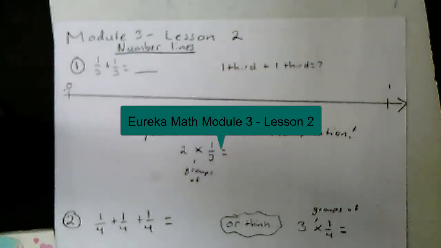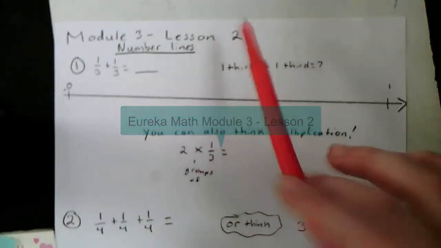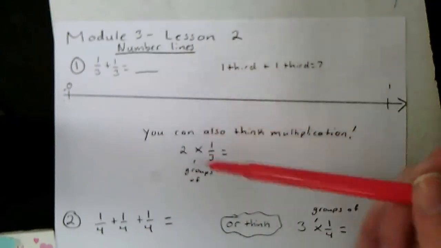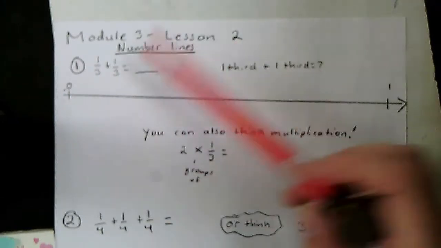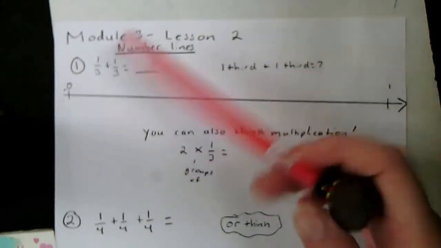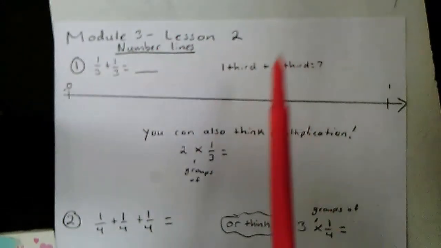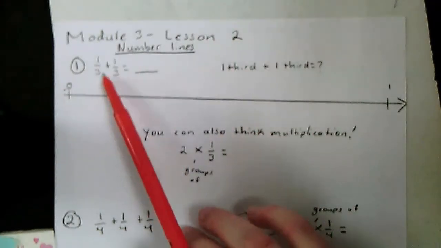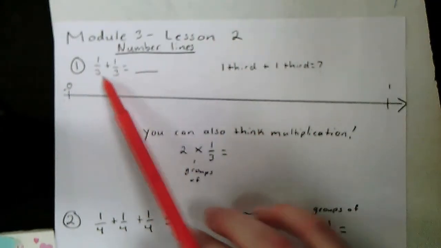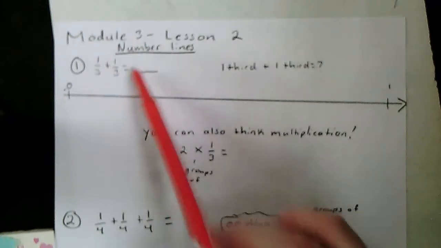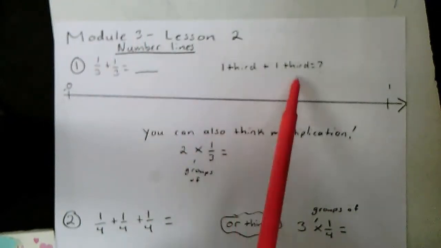Hi, 5th grade. Today we're going to be doing Module 3, Lesson 2, and we're going to be talking about number lines, and we're going to use these number lines to help us add up our fractions. So with our fractions, we have a lot of different ways that we can look at these problems as we try to add them. There's the typical just adding fractions with fractions that you'll probably see a lot in your workbooks, but there's also the unit form that we can look at.